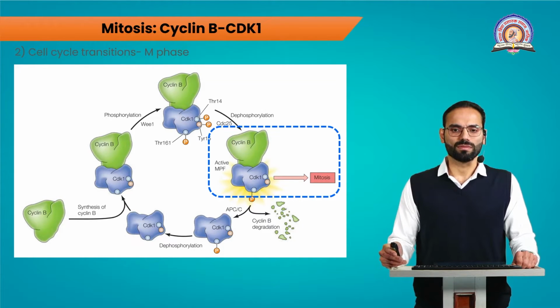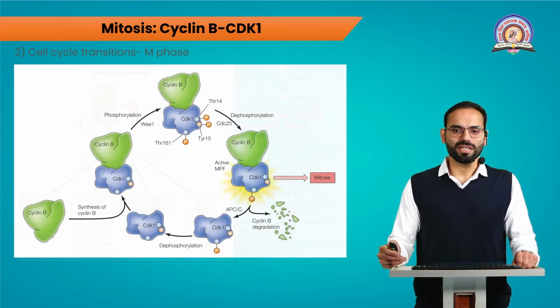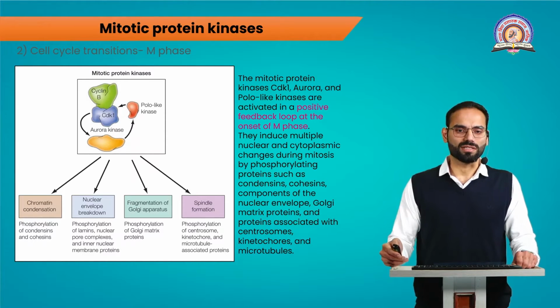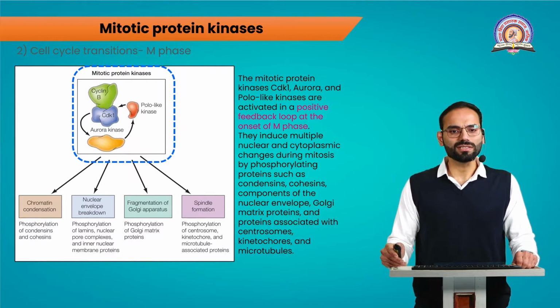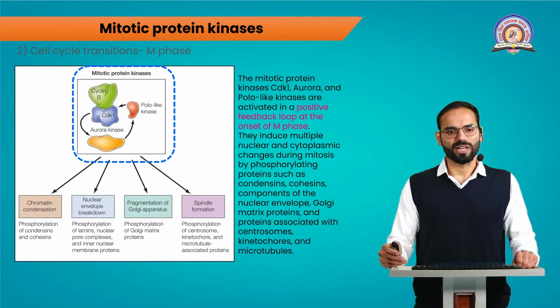So once cyclin B and CDK1 are activated, we will see what kind of processes it contributes towards. Cyclin B and CDK1, Aurora1 and polo-like kinase, all three together function in a positive feedback loop at the onset of mitotic phases. So they activate each other. Once these three kinases get activated, they carry out a variety of processes which are required to initiate the mitosis.